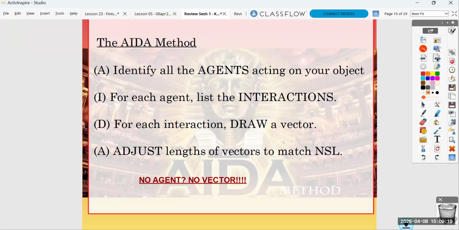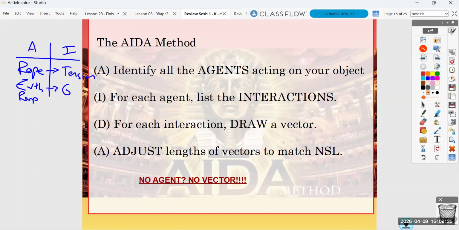Again, you probably are pretty good at drawing free body diagrams at this point, but if you forget what you're doing, you can always go back to that AIDA method, right? What are all the agents acting on my object? Oh, I've got a rope, I've got the earth, I've got this ramp. And what forces do they apply? What interactions do they have? Okay, the rope's going to apply a tension force, earth's going to apply gravity, and the ramp gets friction and a normal force, right? So this can really help you in weird situations if you don't know how many vectors to draw. And if you can't identify an agent for it, it doesn't get a vector, right?